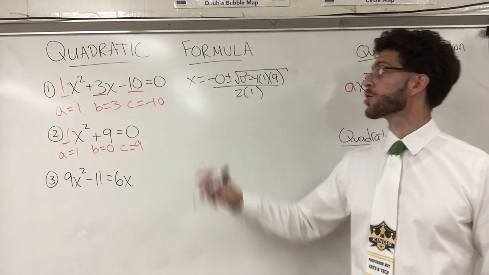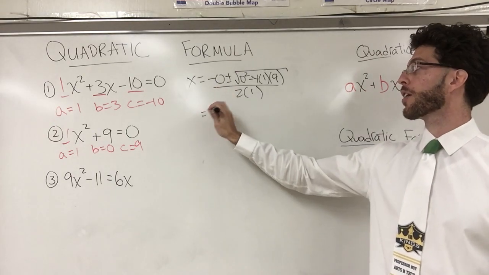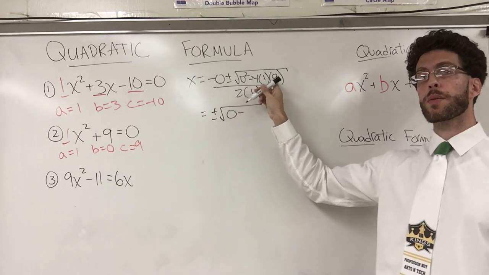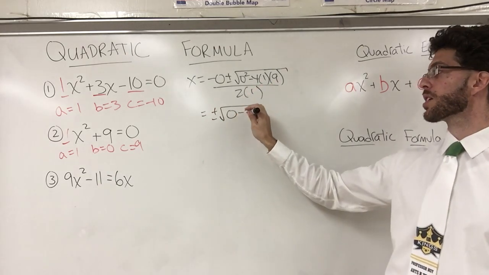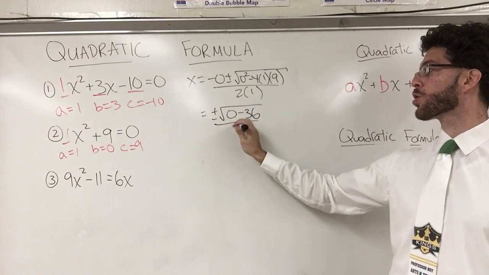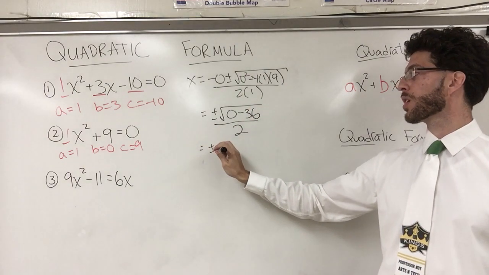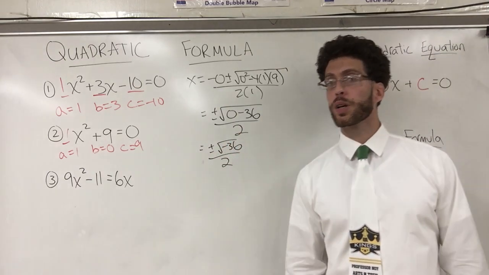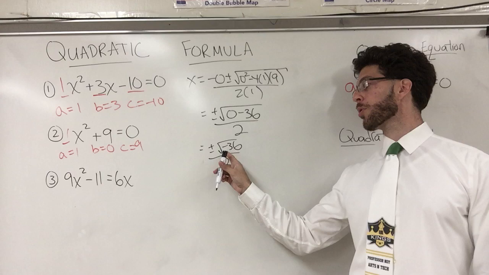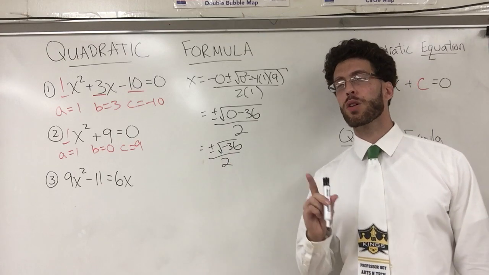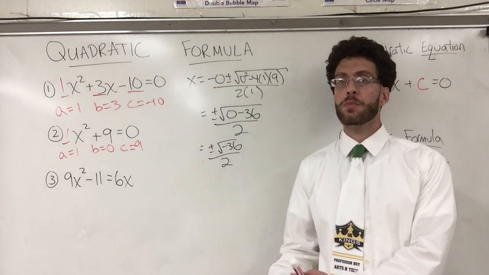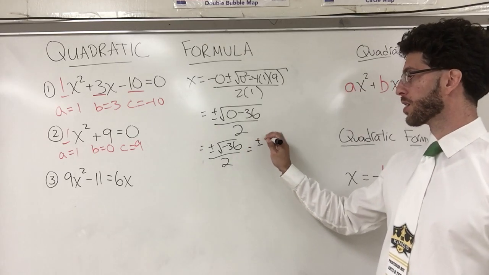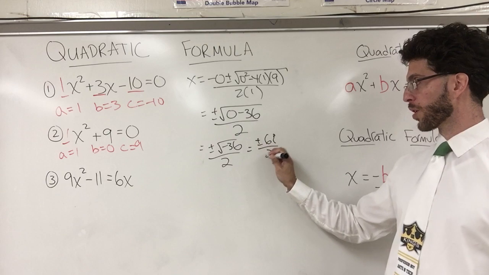0 is neutral, so this is going to drop out anyway. And now I have positive or negative 0 minus 4 times 1 is 4 times 9 is 36, all over 2. So that's the positive or negative square root of negative 36 over 2. It looks a little bit cleaner than the last one, but you remember now there's no such thing as a square root of a negative number in the real number system. So we have an imaginary answer, positive or negative 6i over 2.